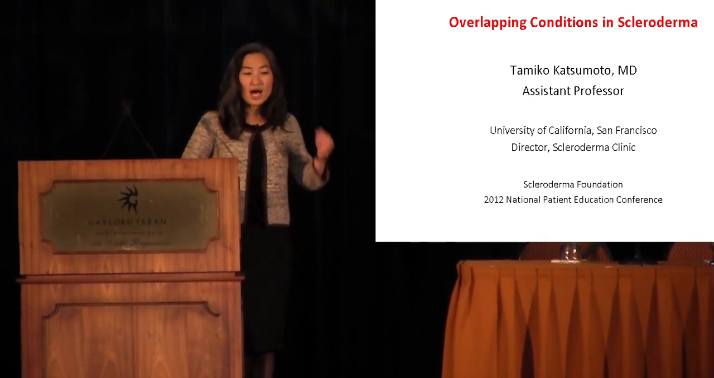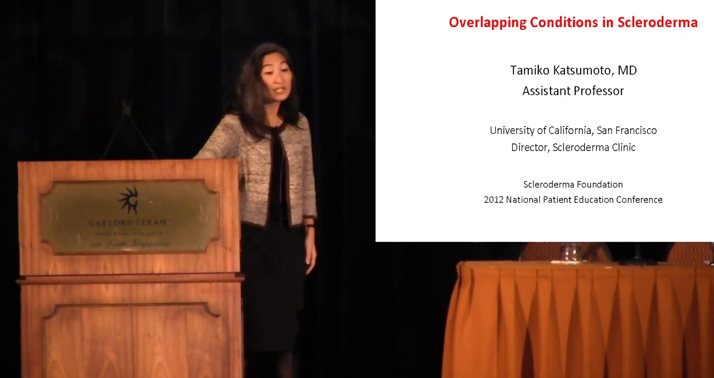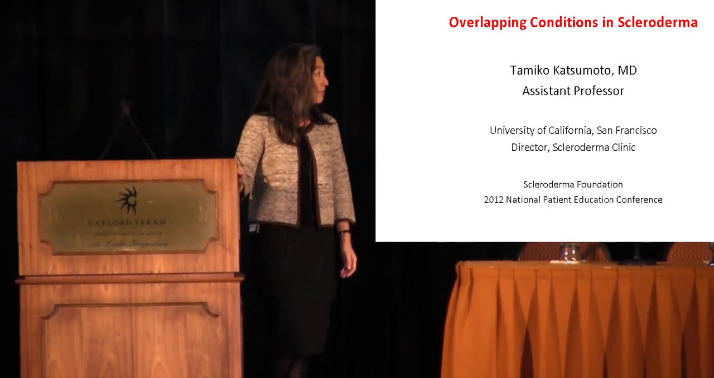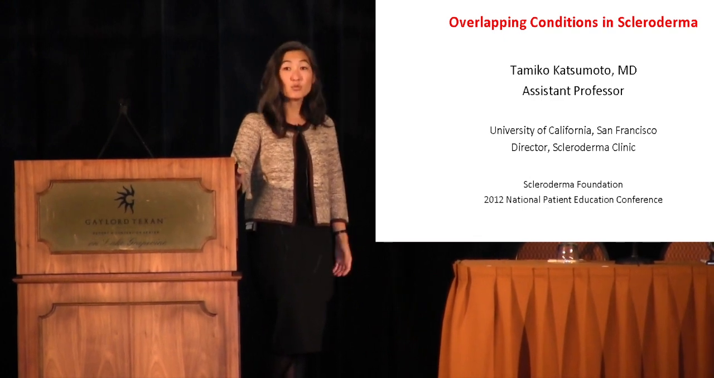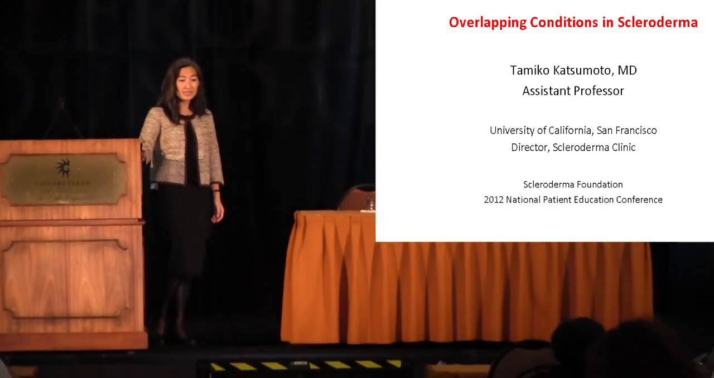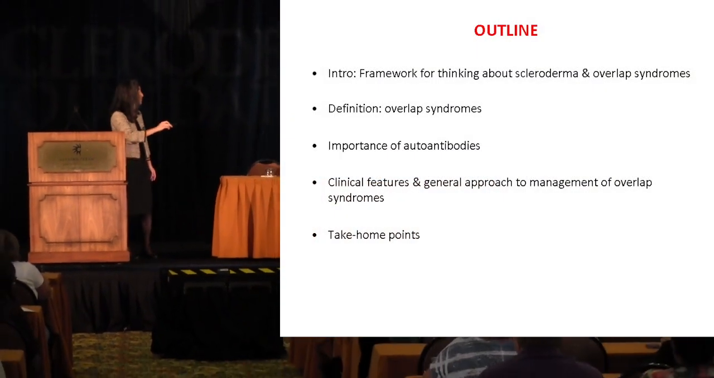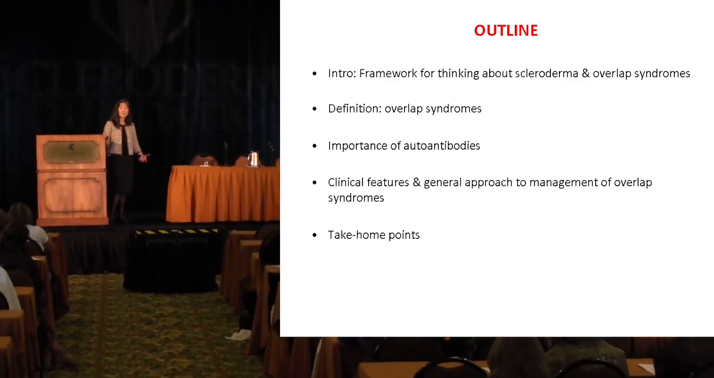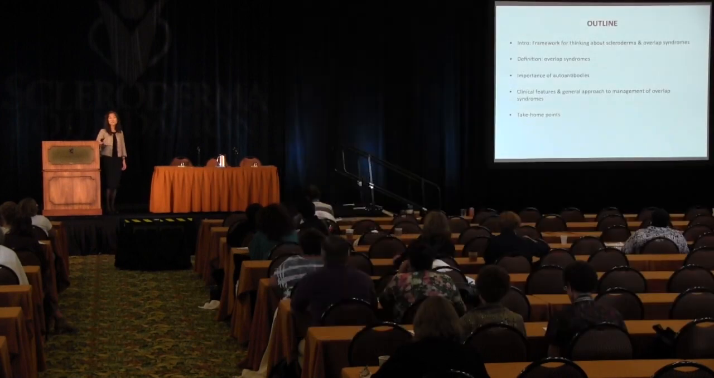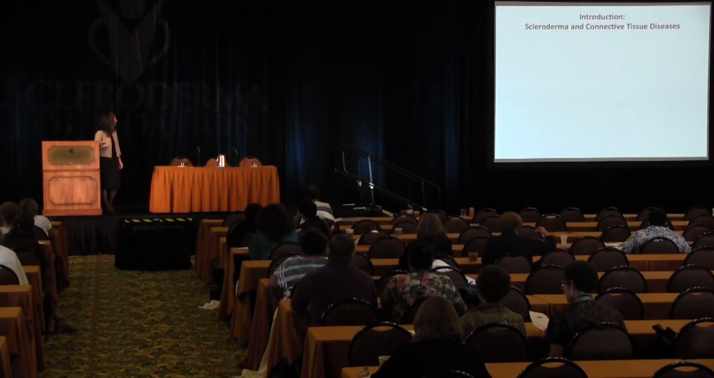So what I'd like to talk about today, I'm going to start with an introduction, kind of a framework for how I think about scleroderma and overlap syndromes. I want to define what an overlap syndrome actually is, the importance of autoantibodies, and then we'll do Rheumatology 101, which is just talking about some of the clinical features and my general approach to the management of these syndromes. And then we'll end with some take-home points and questions.